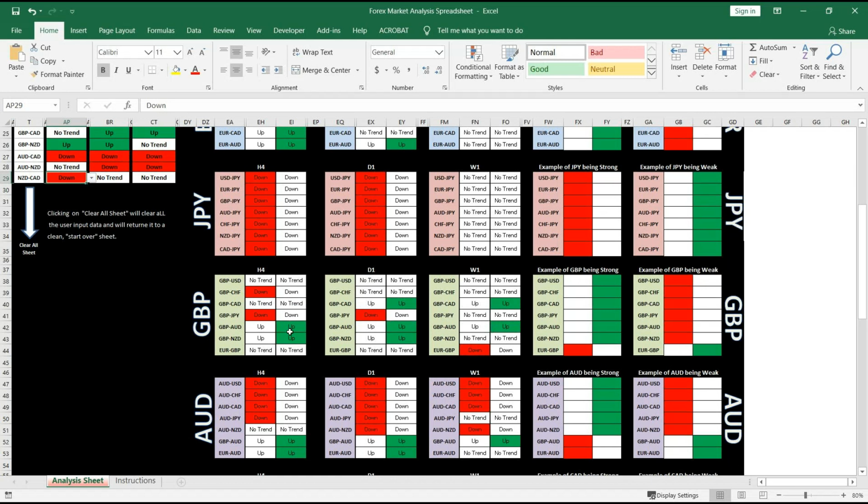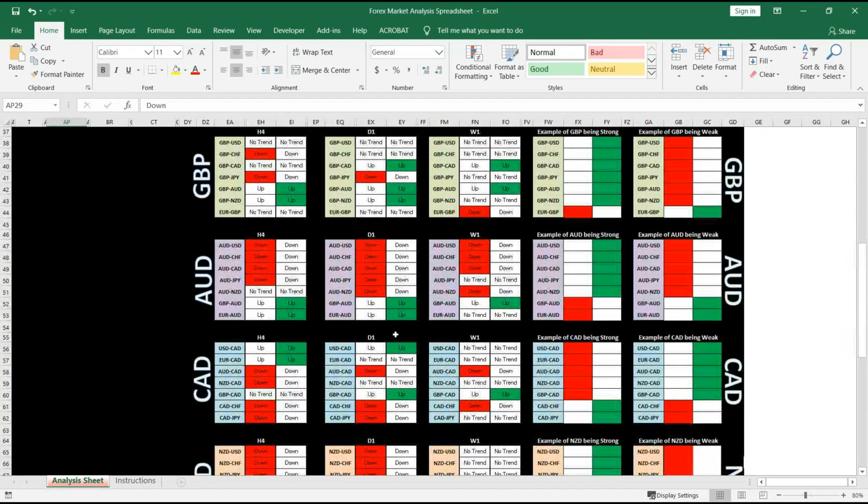The pound used to be strong completely across the board. Now it's getting mixed. It's trying to figure out what to do next. So there's no clear movement on the pound right now.